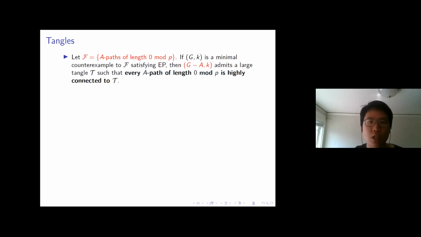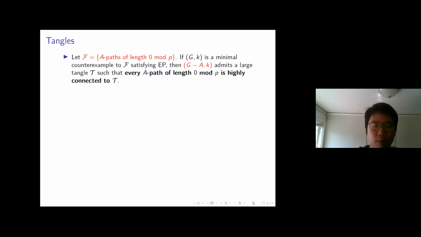So if G and K is a minimal counterexample to these special A paths satisfying the Erdős–Pósa property, then we can find a large tangle in G minus A. After deleting all the vertices in A, in the remaining graph, I can find a large tangle. The property that we get is that there is some highly connected component of the graph that is pointed to by this tangle, where every special A path that we care about is highly connected to this highly connected component. So there is no small separation that separates this special A path from this highly connected part.